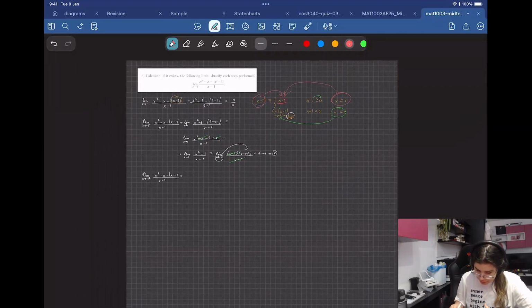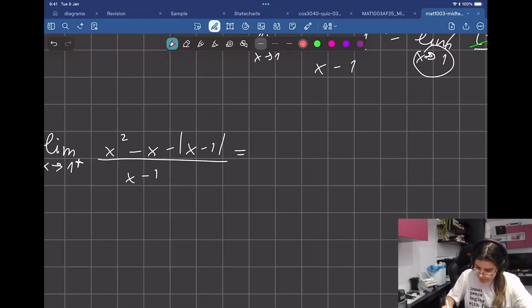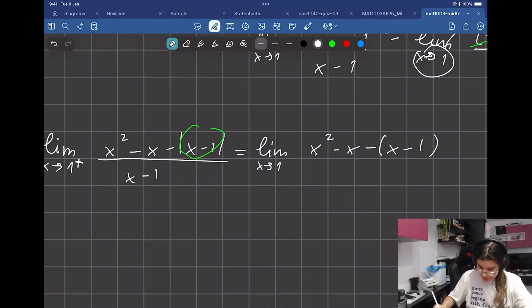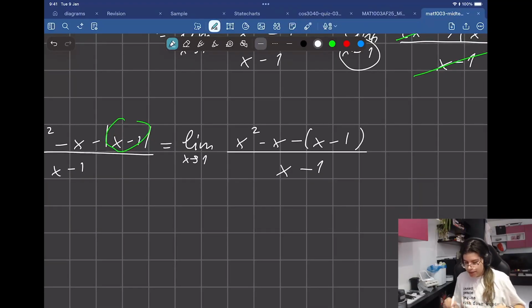Now it's a little bit tricky to see the original. Oh, actually, I have the original expression here, right? So I keep my limit. I copy the rest of the expression, and only for the modulus, I just replace it with x minus 1, okay? I explained the reasoning previously. And now in the denominator, I have x minus 1. Now, you should be very careful. Here, it's a little bit tricky.